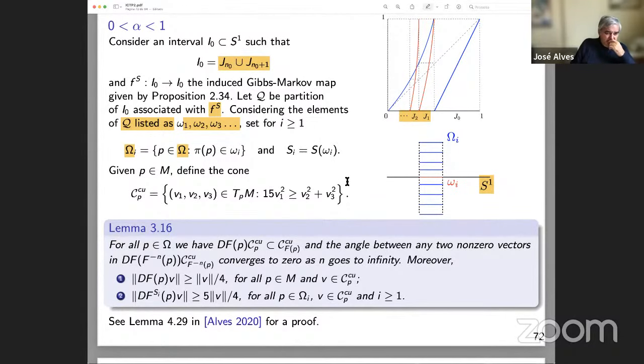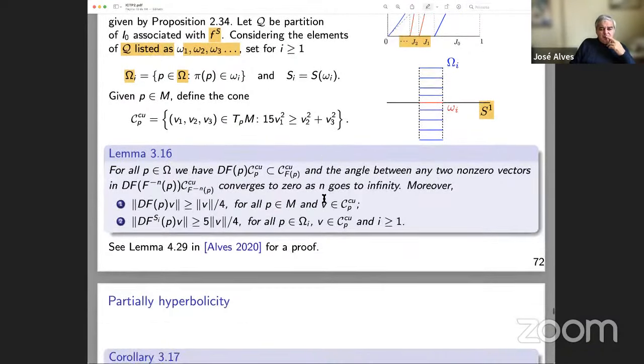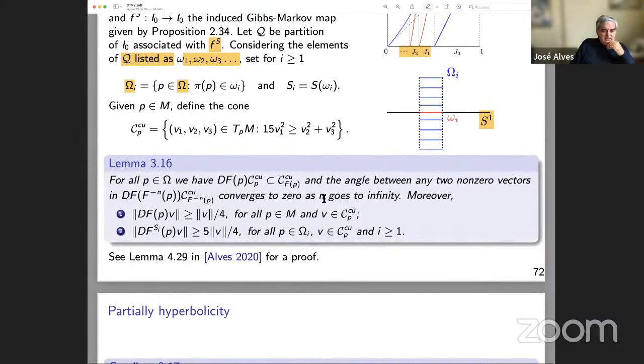And these omega i's will be used to construct a set with a Young structure here, in the union of the omega i's. Well, this is the advantage of this example: it is easy to manipulate and make some calculations, and we can prove that there is an invariant cone. According to the expression I've presented, the cone is this one here. Well, it's not so important, the expression. The only important thing is that for every point in the attractor, we have a cone which is invariant under the dynamics, and the angle converges to 0.